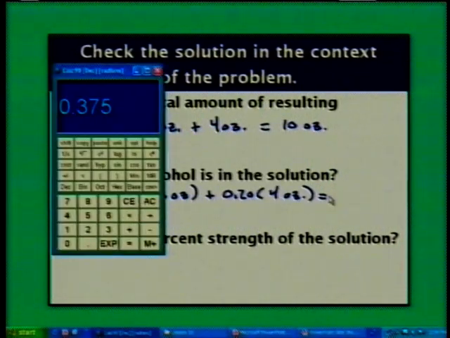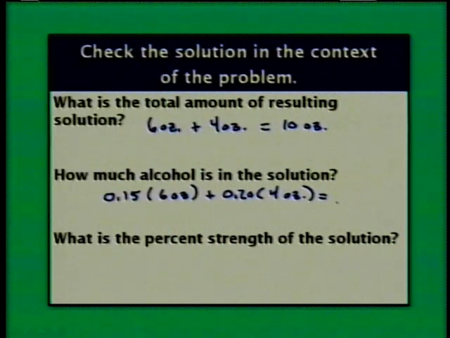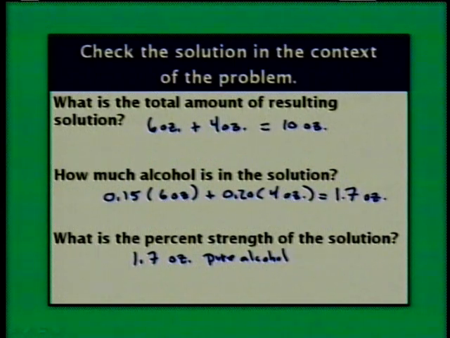So doing this calculation, I have 15% of 6 ounces plus 20% of 4 ounces. That equals 1.7 ounces of pure alcohol in the solution. Now I need to check out the percent strength. So I need to divide the 1.7 ounces of pure alcohol by the 10 ounces of solution I ended up with.